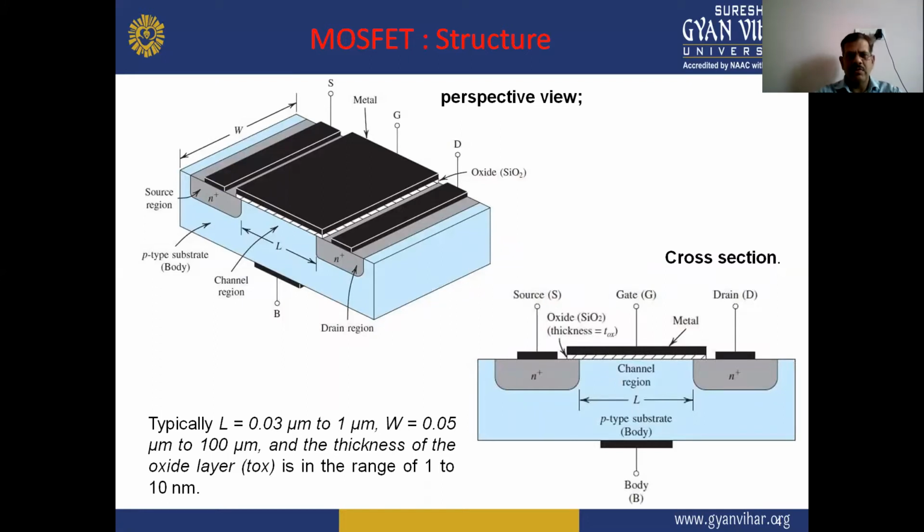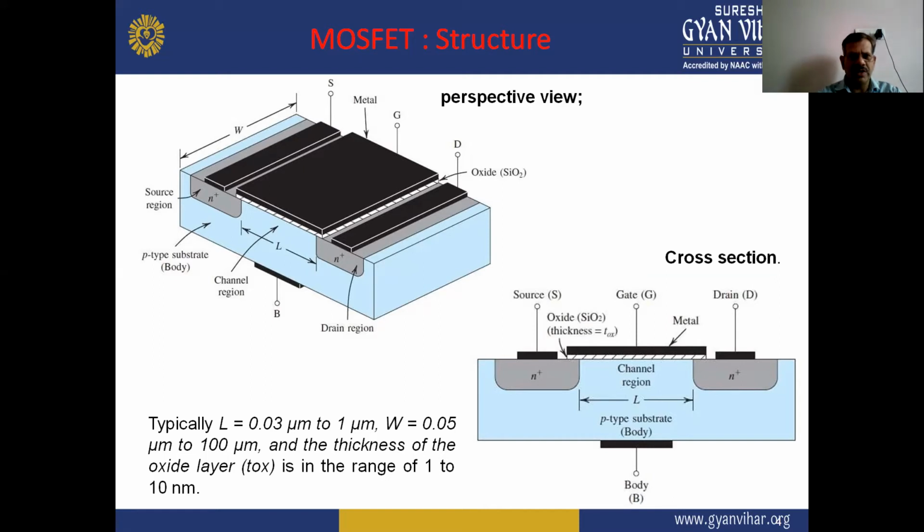That is the structure of the metal oxide semiconductor field effect transistor device. Typically in this diagram, the length L is 0.03 micrometer to 1 micrometer and the width is 0.05 micrometer to 100 micrometer, and the thickness of the oxide layer is in the range of 1 to 10 nanometer. So these are the dimensions of the MOSFET structure, and there are the p-type substrate body, the N channel here, the drain region also, and the oxide layer SiO2.